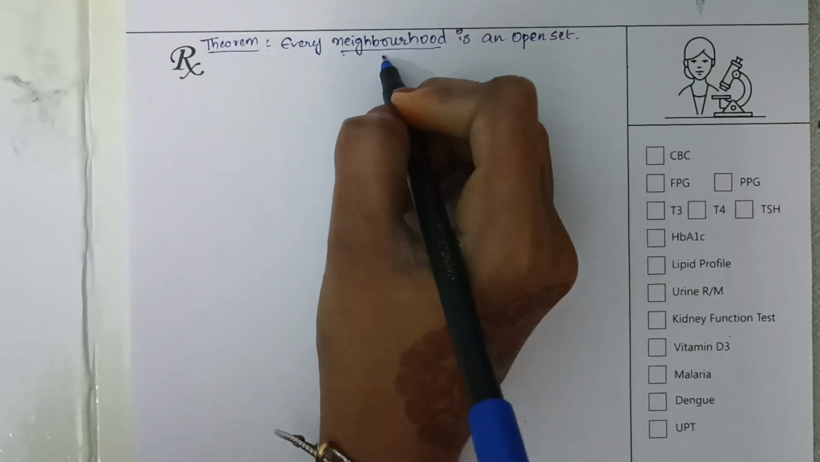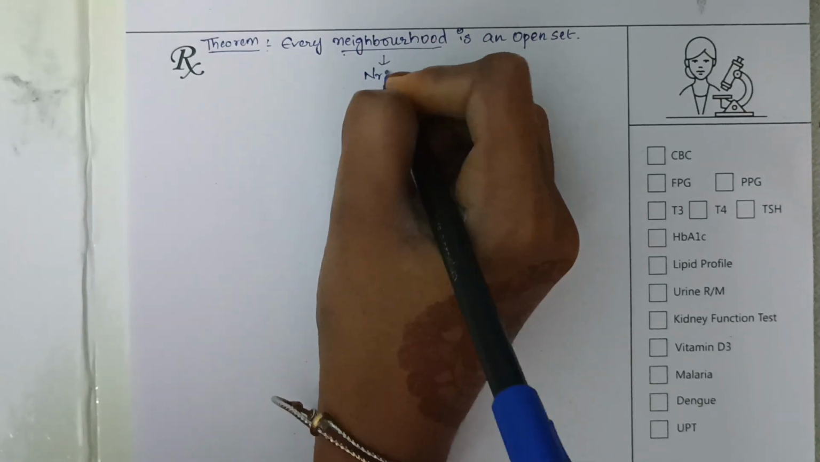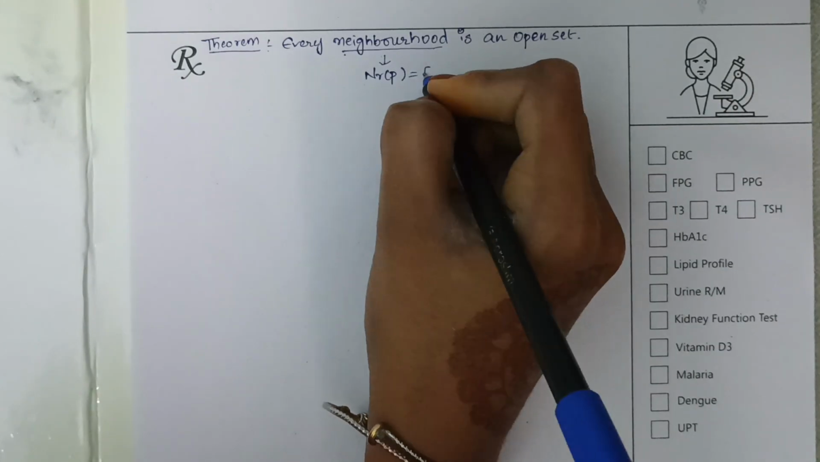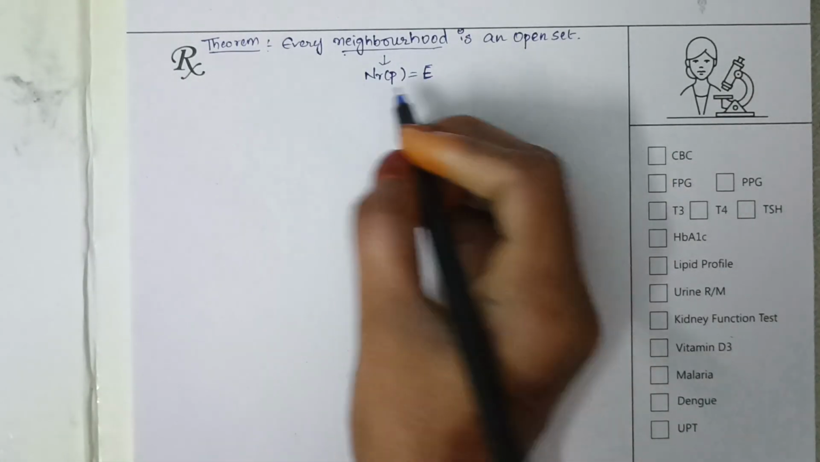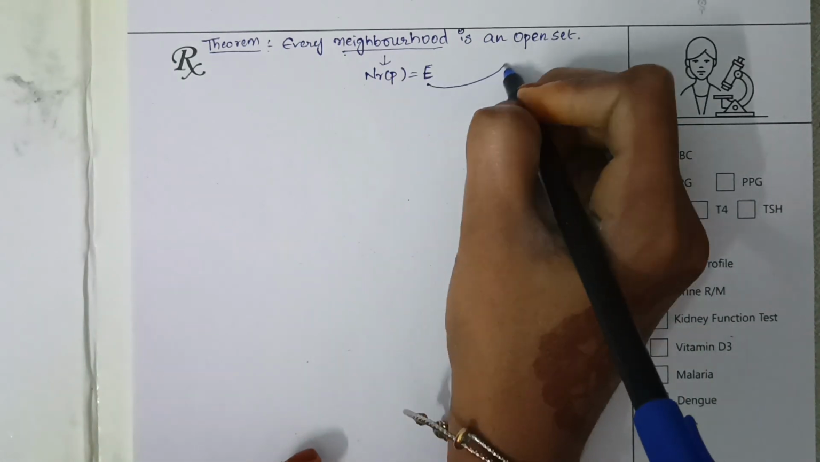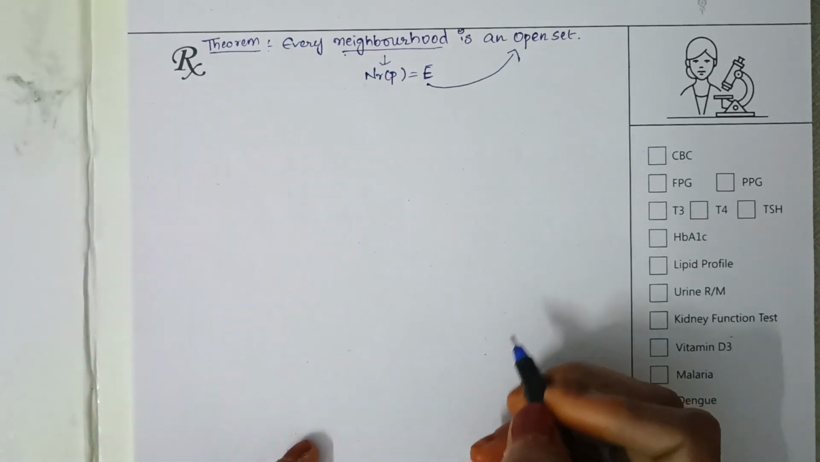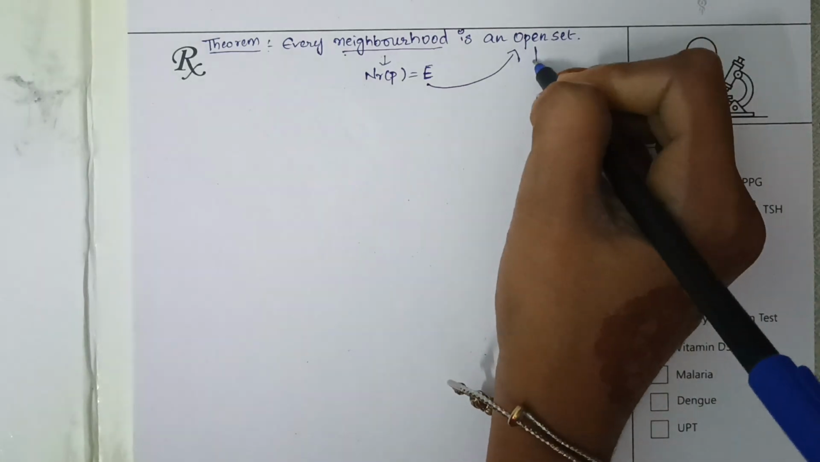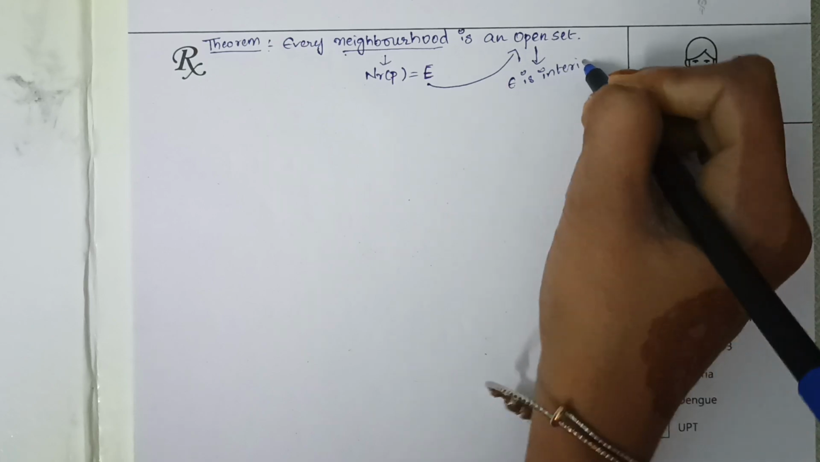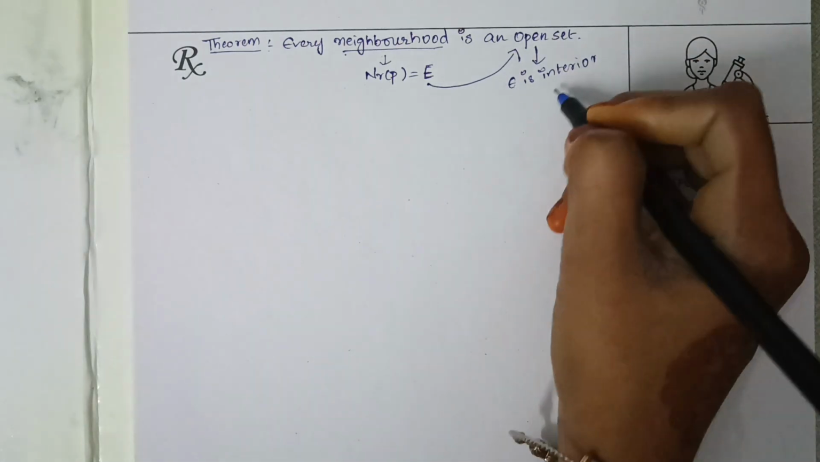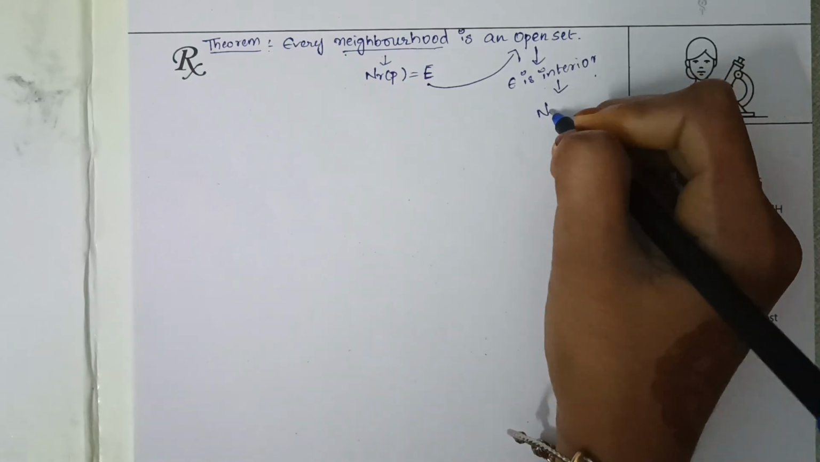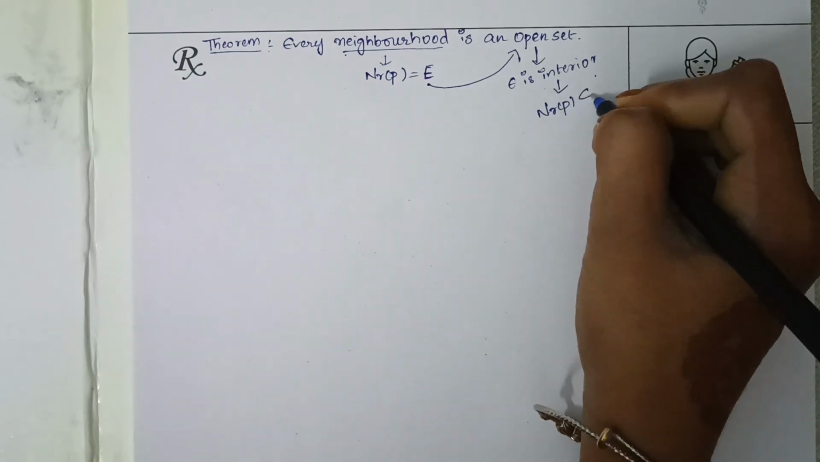And we know that neighborhood is denoted as N_r(P). So I am considering E as this one. Let E be a neighborhood of a point P. Then we need to prove this E is an open set. What is meant by open set? If every point of E is an interior point of E, then it is called an open set. In order to prove what is an interior point: the neighborhood of a point P is a subset of E.